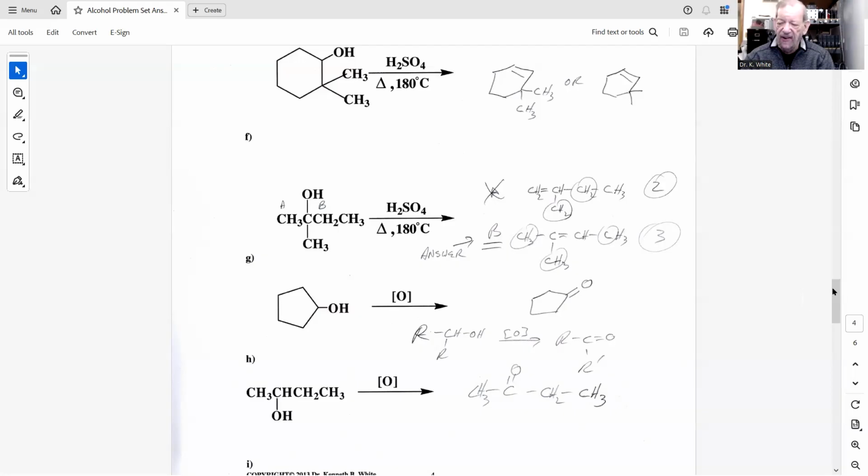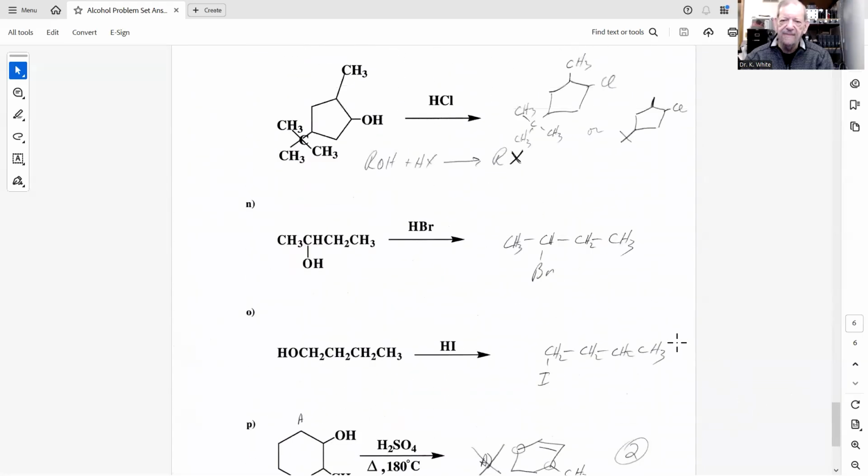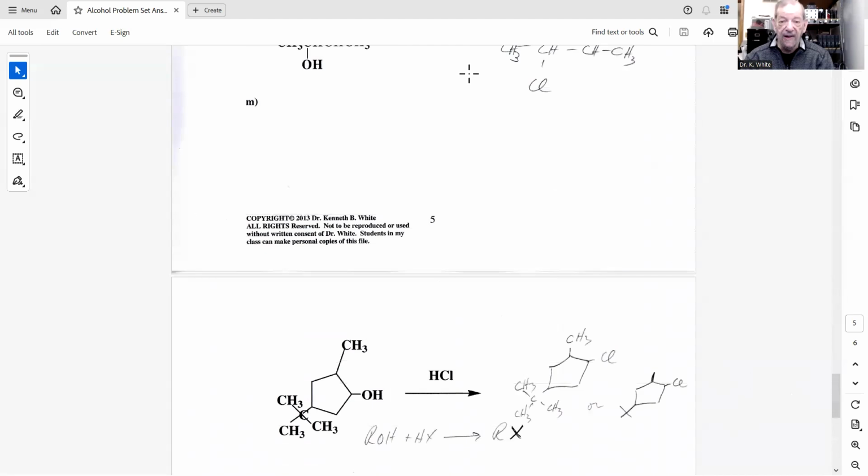And if you go to the very end of this problem set, I put in another example for you to look at or to work on your own first.